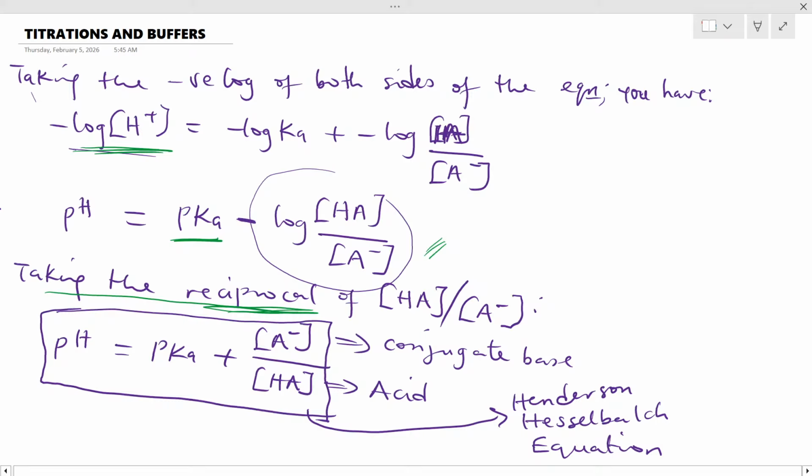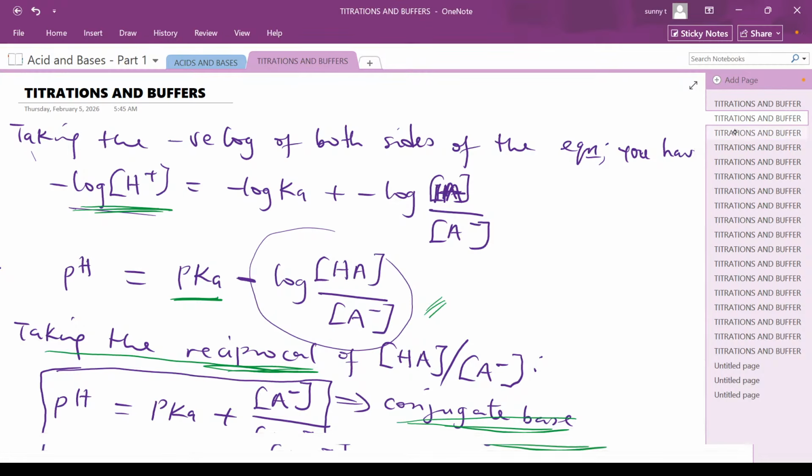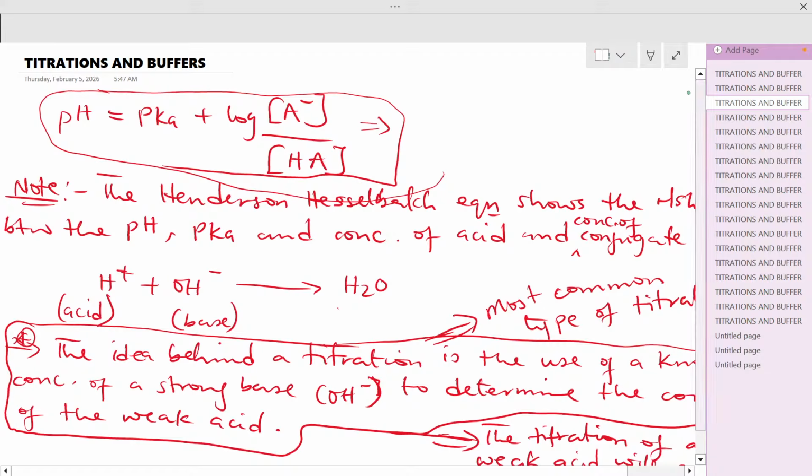Now in this flip, concentration A minus goes up and concentration HA comes down, of which we know that the concentration A minus in that reaction is actually the conjugate base, sorry about that, the conjugate base, while the HA concentration is what? The acid. So what you have is the Henderson-Hasselbalch equation, QED. This is how we have derived the Henderson-Hasselbalch equation. Alright, so we move on to the next thing that we saw.